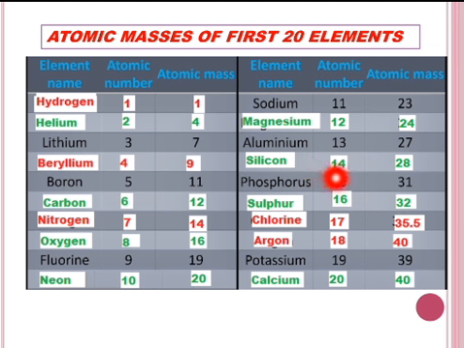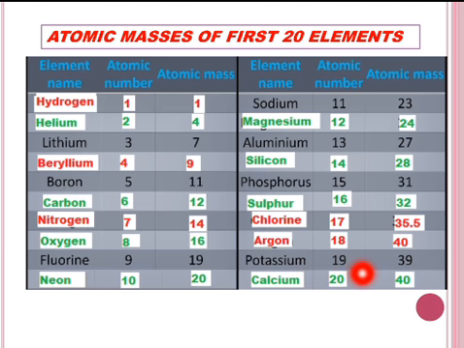Silicon with atomic number 14. It is again an even number. And just double it, you will get the atomic mass of silicon, that is 28. Sulfur, atomic number 16. Again, it is an even number. Just double this number, you will get the atomic mass of sulfur, that is 32. Argon with atomic number 18, it is an even number, but this trick is not applied to this element, so leave this element, it is an exception.